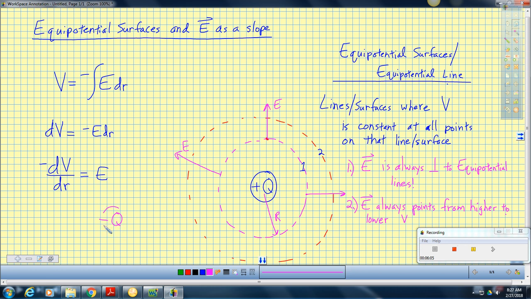If we take a look at that minus Q and draw some equipotential lines, we'd be drawing the same shapes, still circular. If I thought about the direction of E for this picture, E would always point in this way. E would still be perpendicular to the equipotential lines, and as you get closer and closer to this negative charge, is your voltage getting larger or smaller? Smaller. It's a more and more negative number. So E still points from higher to lower voltage, always. E always points perpendicular to equipotential lines, and it always points from higher to lower potential.